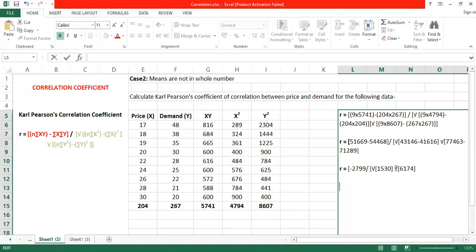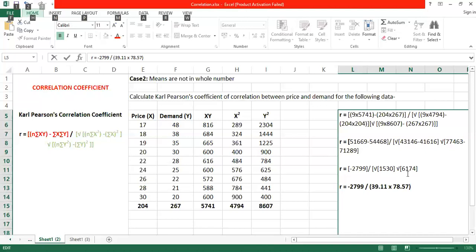So R equals to, should I close this? So it is minus 2799 divided by, now square root of 1530 is 39.11, right, into square root of 6174 is 78.57, right?